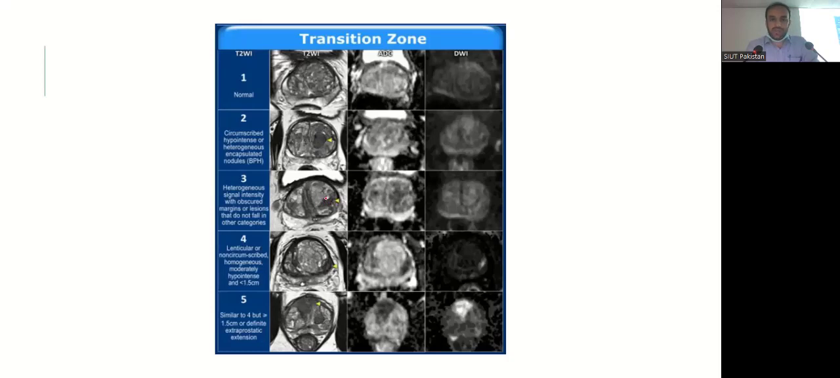On T2 weighted imaging, this is a heterogeneous signal intensity with an obscure margin of the lesion that does not fall in other categories, just like this. So T2 weighted imaging is better for the transition zone. And this one is the lenticular or non-circumscribed homogeneous nodule, and also a hypointense area. The fifth is similar to the fourth one. So T2 weighted imaging is better used for the transition zone.